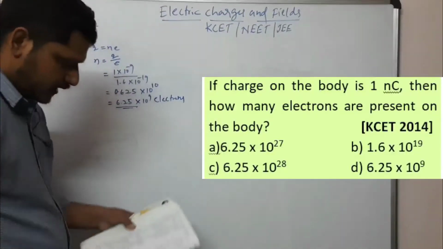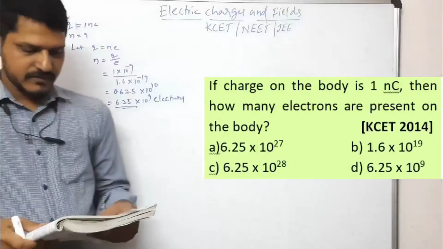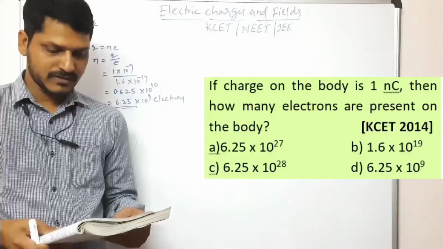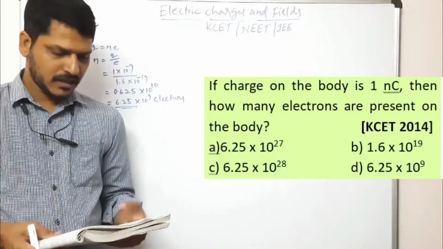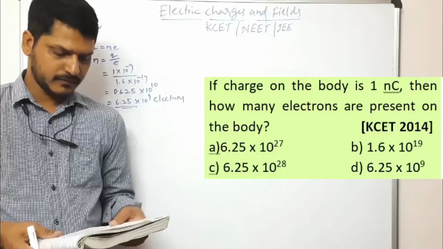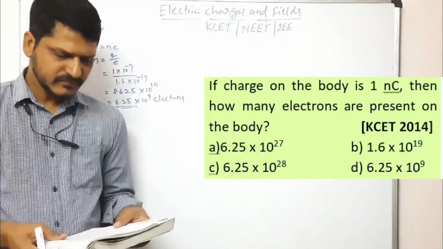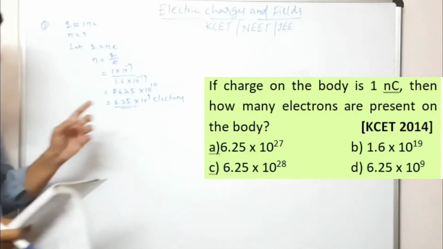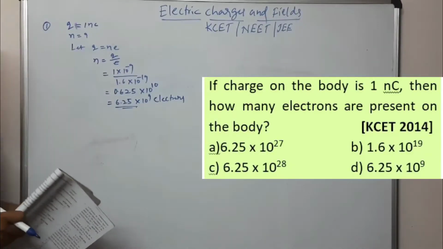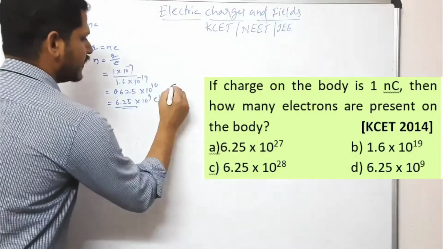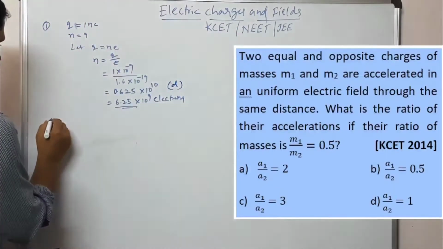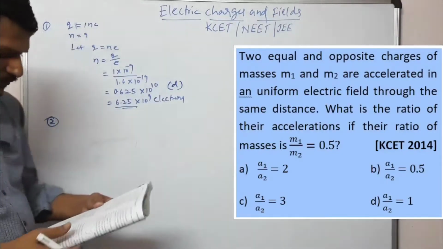According to the given options, first option 6.25 into 10 raised to 27, second option 1.6 into 10 raised to 19, third option 6.25 into 10 raised to 28, fourth option 6.25 into 10 raised to 9. So the fourth option is correct. The option is D. Next, go to the second problem.